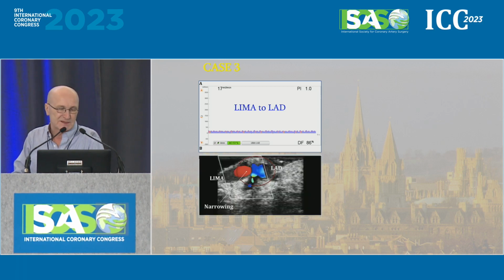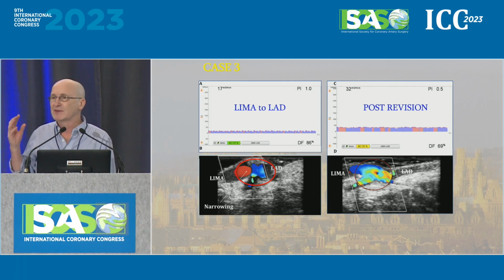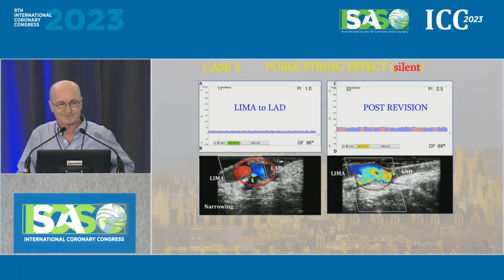So when we imaged this with the ultrasound probe, we could see that there was an actual stenosis of the LIMA to the LAD graft. So when we revised it, we got a flow of 32 mils per minute and a PI of 0.5. But the point of this is, if we hadn't made this routine assessment, we'd have sent this patient back to the intensive care unit with a stenotic IMA to the LAD. And the problem is, unless you make these active measurements, you just don't see it.